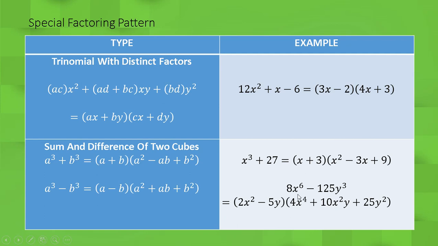Let's have another example. 8x to the power of 6 minus 125y cubed. Okay, the cube root of 8 is 2. The cube root of 8x to the power of 6 is 2x squared. And then the cube root of 125y cubed is 5y. So we have minus plus plus plus. 2 squared is 4. And then the addition, and then earlier, negative 5 to the power of 2, or negative 5 squared, is positive 25y squared.